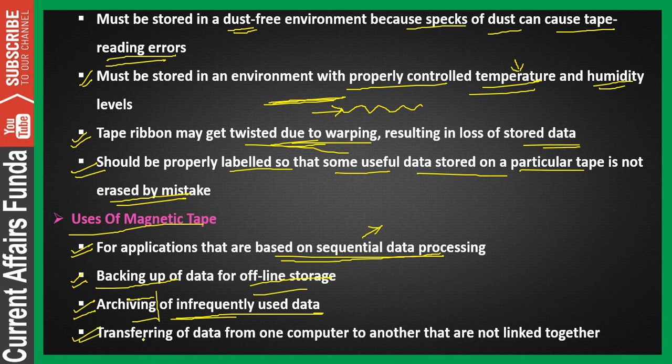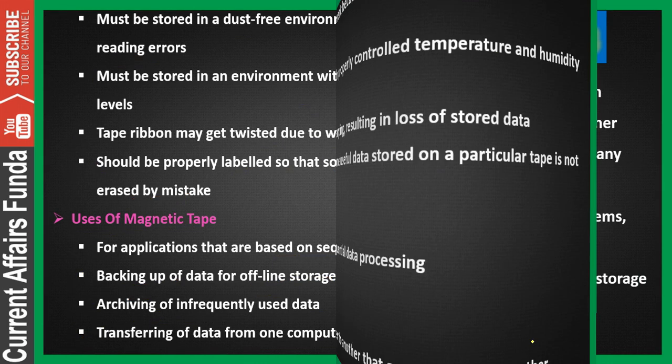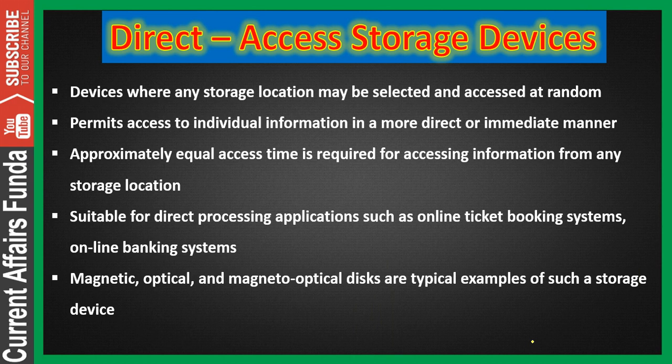Next point, transferring of data from one computer to another computer that are not linked together. We already discussed this point. This is the use of magnetic tape. Now the magnetic tape and sequential access device part ends. Now we come to the direct access device. What is the meaning of direct access device? It means in sequential access, this is your memory.